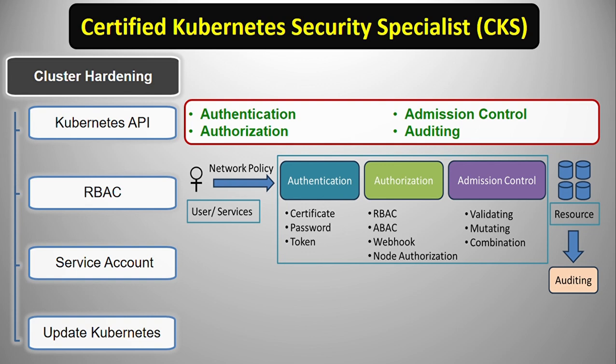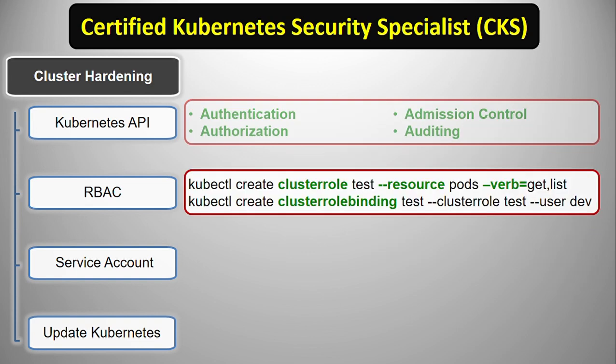Now, coming towards role-based access control, the role always sets permission within the namespace in which the role is created, while cluster role is a non-namespaced resource and applied on the whole cluster. Always use the imperative command for implementation as shown on the screen. Auto-mounting of service account credentials can be disabled using the command on the screen.